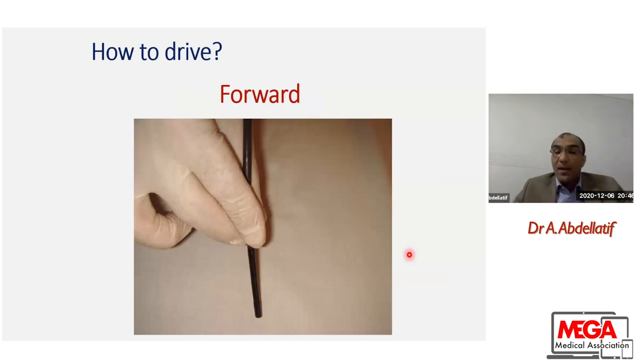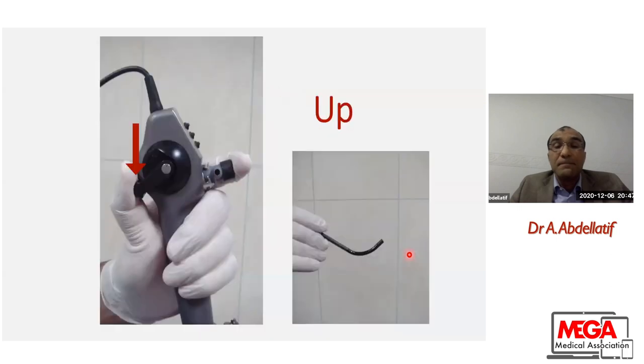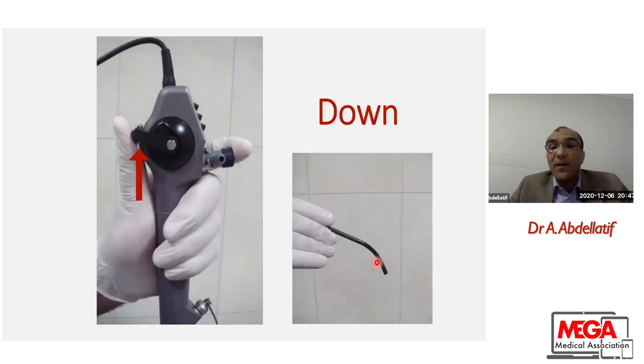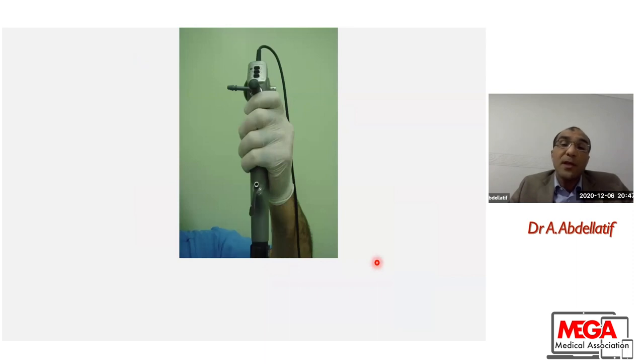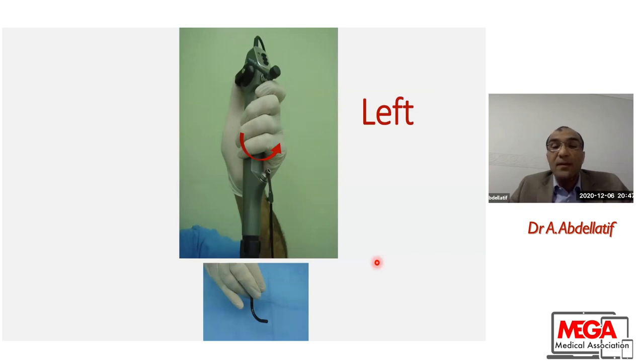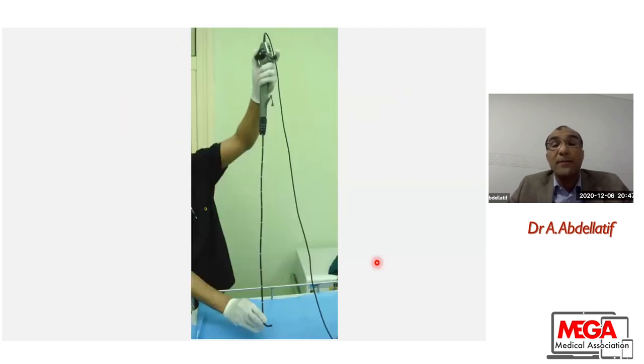How to drive? Just between my fingers, I will let the scope go forward or backward. How to go up or down: just press on the lever with the left thumb, then the distal end will flex up, or I will push the lever up, then it will flex down. How to go right and left: just by rotation of my wrist to the left side, then the distal end will go to the left, or to the right side, and the distal end will go to the right.